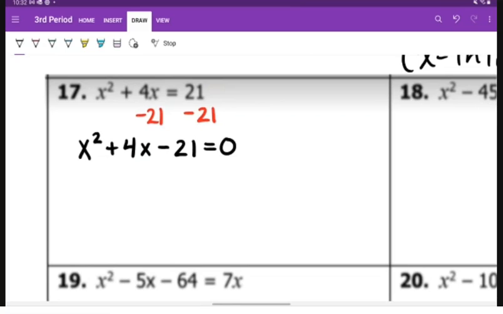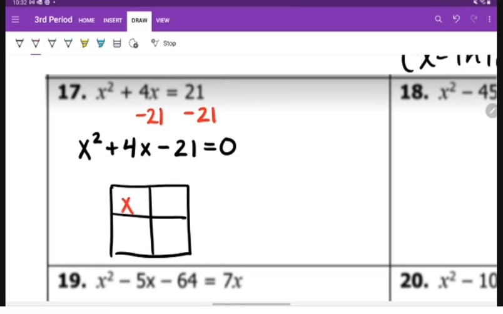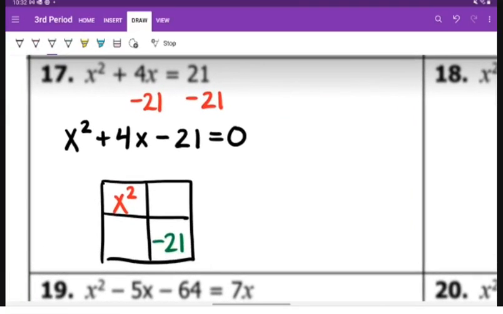Now we can factor. Once you have a 0 on one side, then you can factor. So then we would be looking at our rectangle. We'll put in x squared. We'll put in negative 21. And I think we might have already factored this one earlier in the worksheet. So let's factor this. Let's make a list of numbers that multiply together to give us 21. It's either 1 times 21 or 3 times 7.